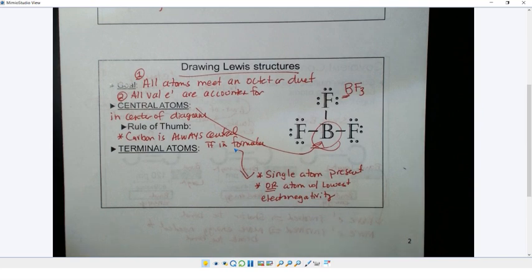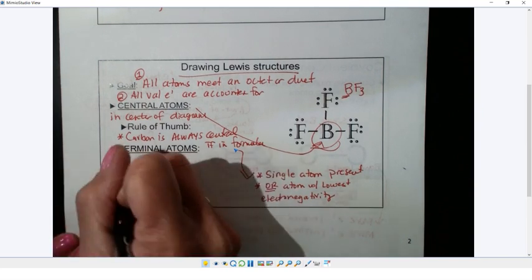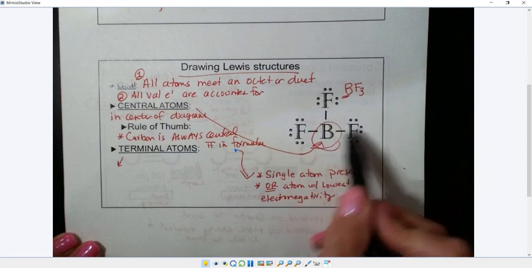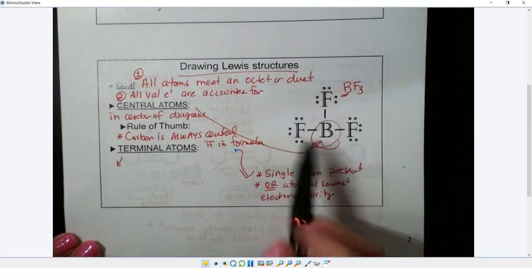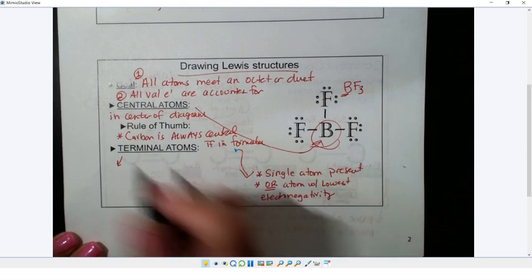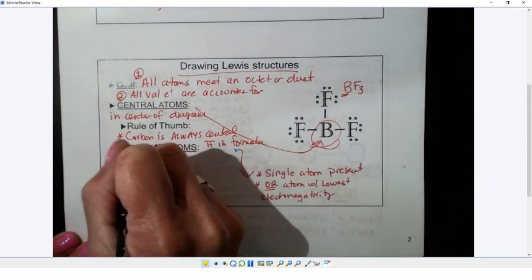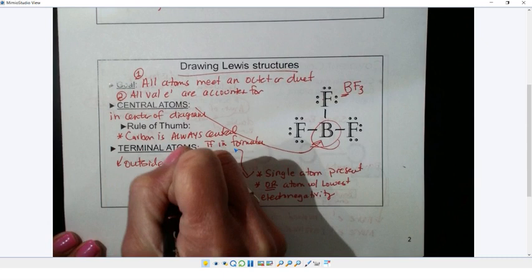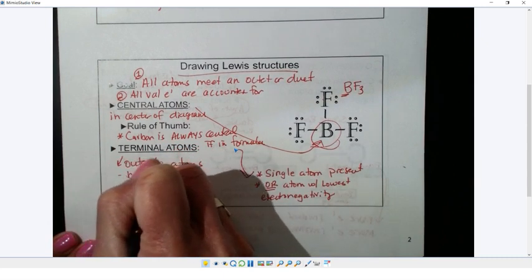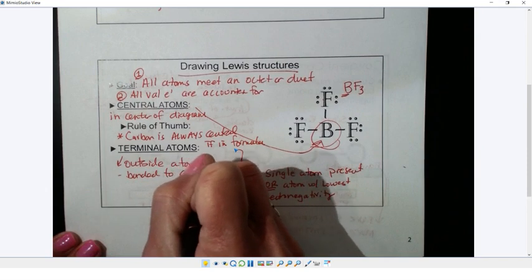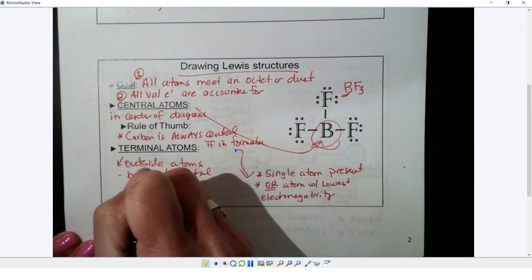Your terminal atoms, these are the atoms, our three Fs over here, are three fluorine atoms. Those are our terminal atoms. So let's say outside atoms, or you can say they are bonded to the central atom.